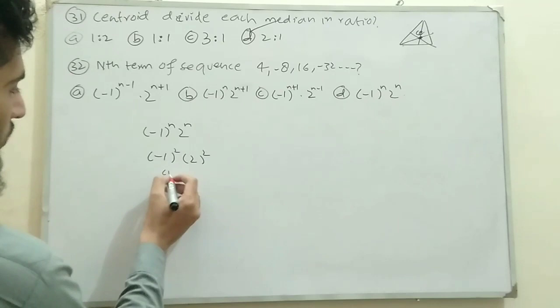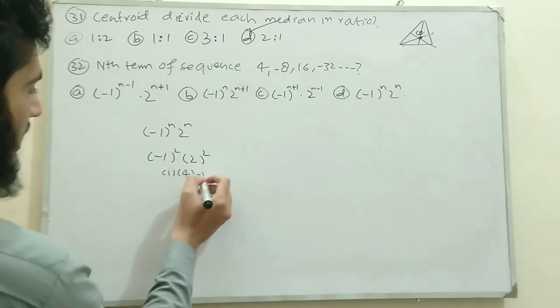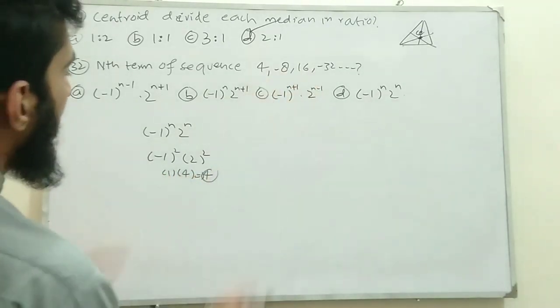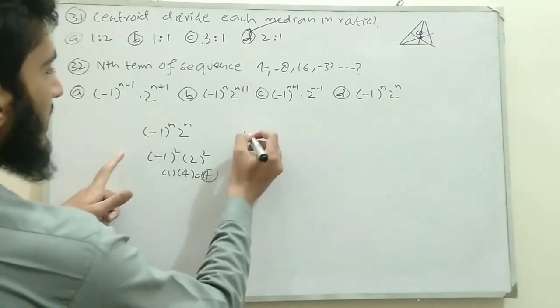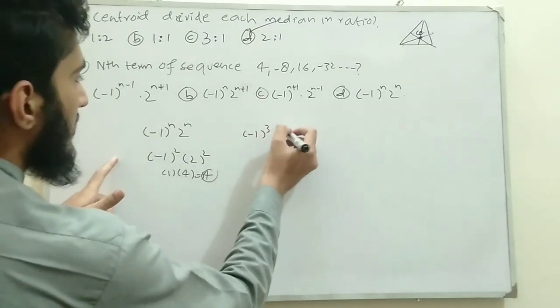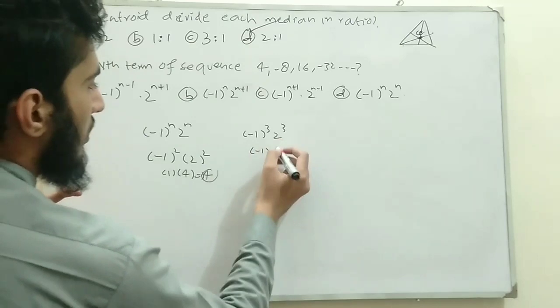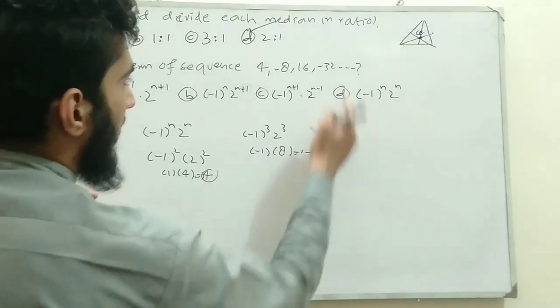Minus 1 power 2 gives us 1, and 2 power 2 gives us 4, so the result is 4. Now after this, I put 3 over here. It becomes minus 1 power 3 and 2 power 3. Minus 1 power 3 gives us minus 1, and 2 power 3 gives us 8. The whole result is minus 8.